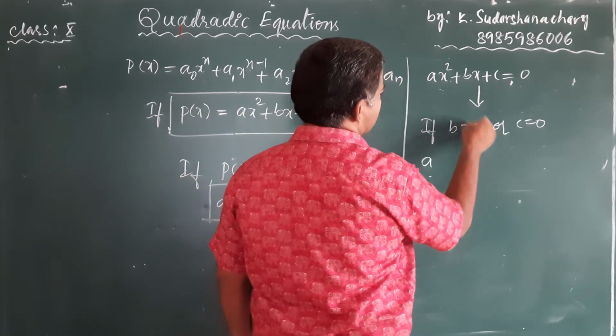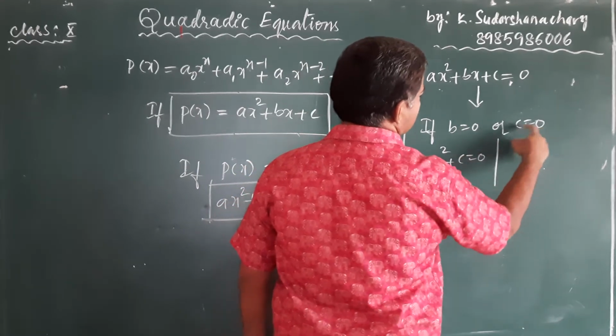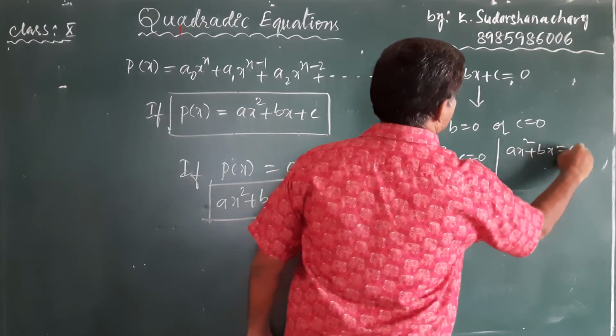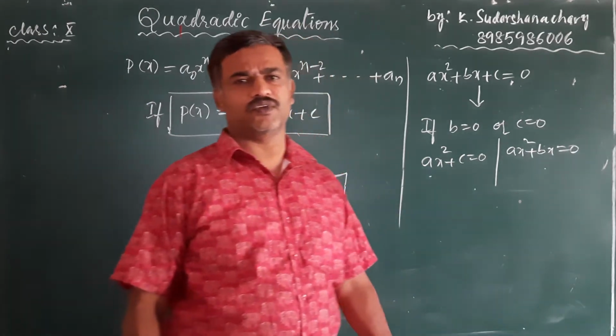If b is equal to 0, that means ax square plus c is equal to 0. Or if c is equal to 0, that means ax square plus bx is equal to 0. These two are said to be the incomplete quadratic equation.